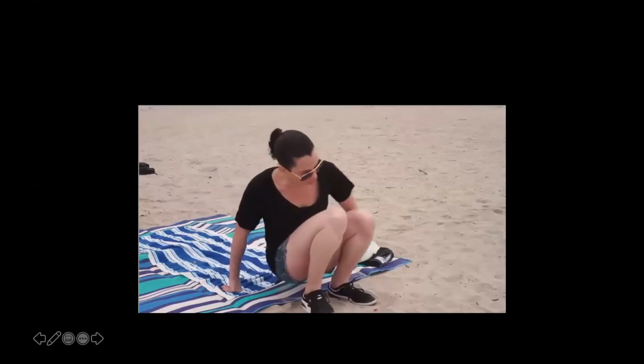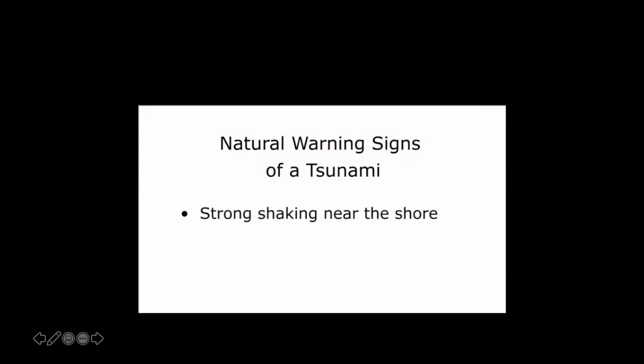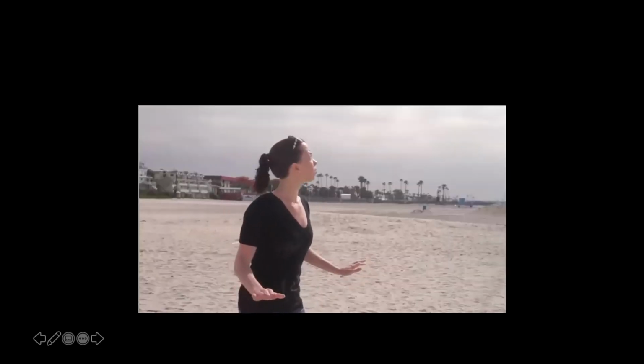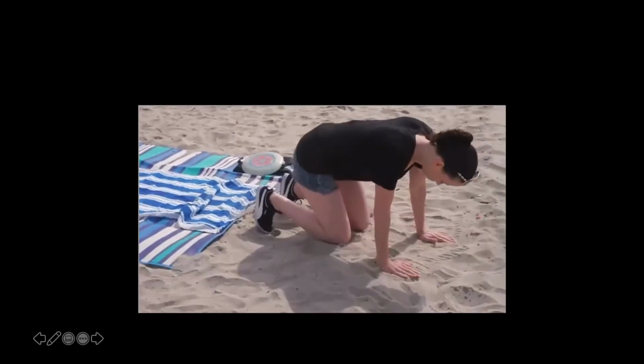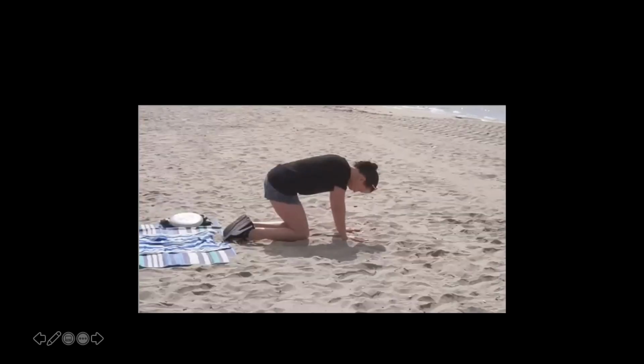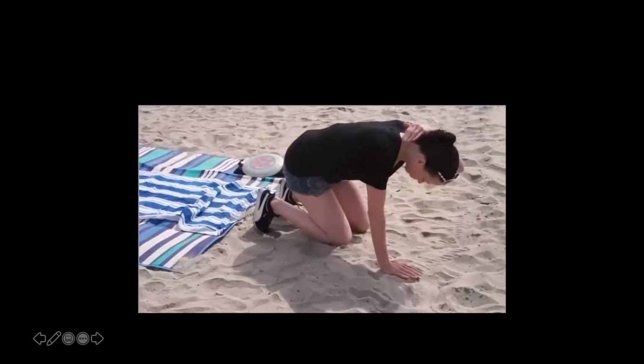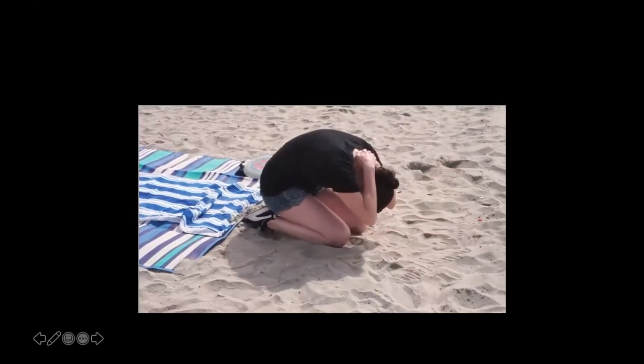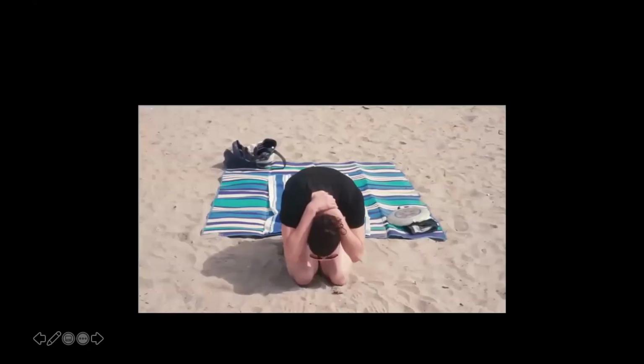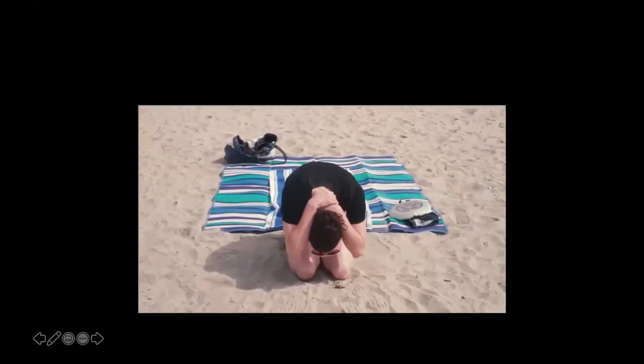In this situation, there are natural warning signs of a potential tsunami. One such sign is feeling strong earthquake shaking near the shore. Whether you are at the beach or in a building, immediately drop down onto your hands and knees. An earthquake is less likely to knock you over in this position, and you are a smaller target for anything falling or flying. Then, cover your head with your arms, clasp your hands around your neck, bend over to protect your vital organs. Finally, hold on. Remain on your knees, close your eyes and mouth to protect against dust and debris. Remain in this position until the shaking stops.